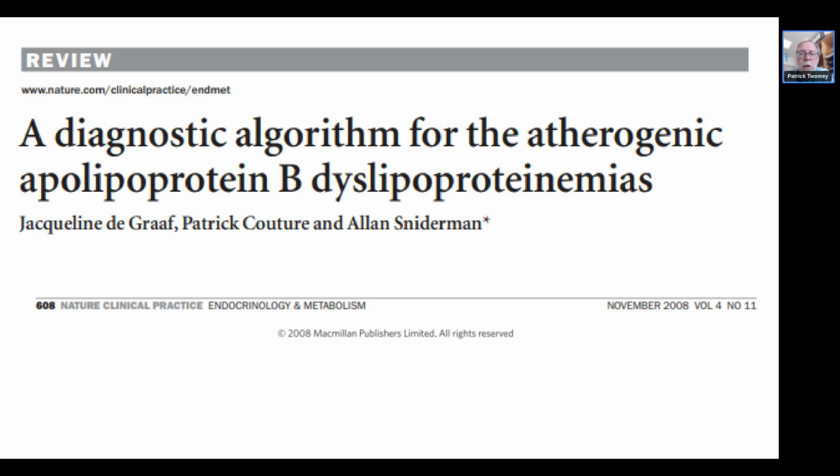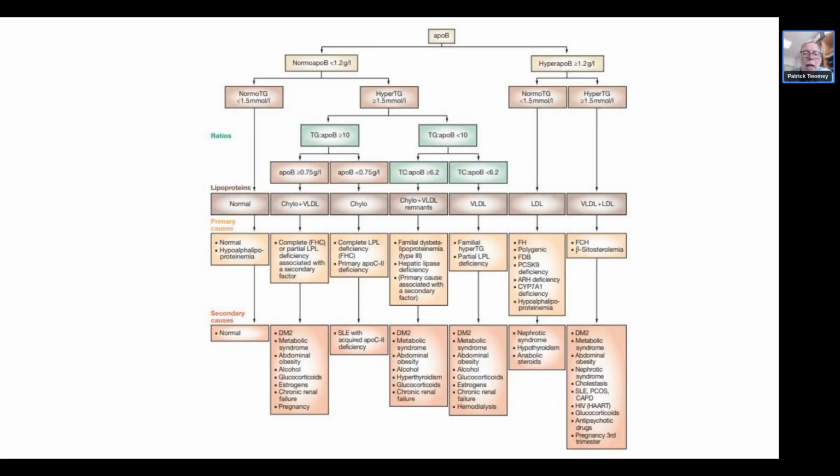And that's from Allan Sniderman's group, and this is an algorithm to follow, which looks more complex than it is, but is quite good because it gives you both the primary and secondary, the inherited and the secondary causes of dyslipidemia. Again, quite simple: whether you have a raised triglyceride or not. If you have a raised one, you stick to the left. If you don't, you stick to the right, and so forth. And then there's the breakdown depending on various derived parameters.